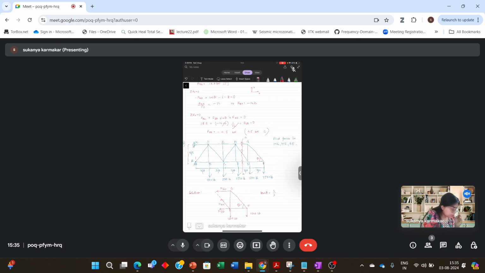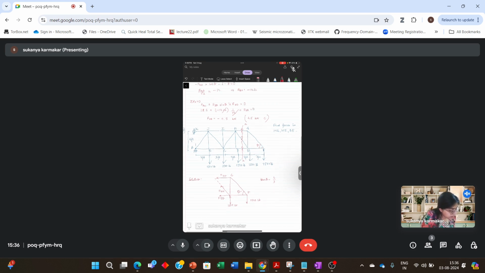Now, what should the first step be? Again, we can take the moment about point E. If we take the moment about point E, then the moment due to the forces FEH, FED, and that 1500 pound will disappear, because all three forces are passing through the point E.